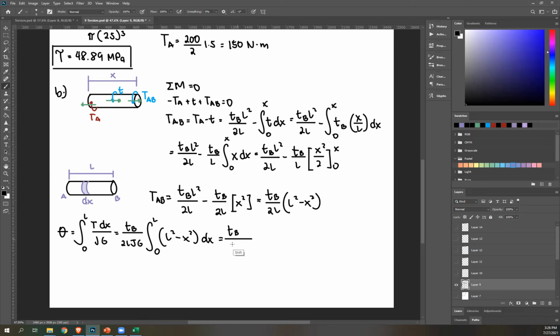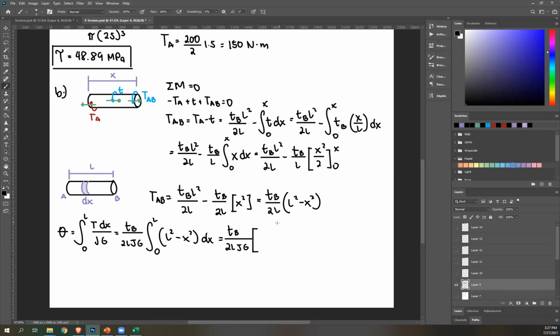So PB over JG, integral of L squared dx is what? What's the integral of L squared dx? Considering L is a constant, what's the integral of a constant times dx? No. Again, L is a constant. So integral of a constant. Okay, it's just x. So for example, integral of 2 dx is just 2x plus c, right? So just copy your constant and then the variable.